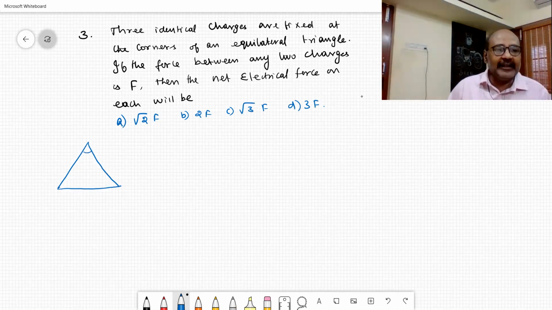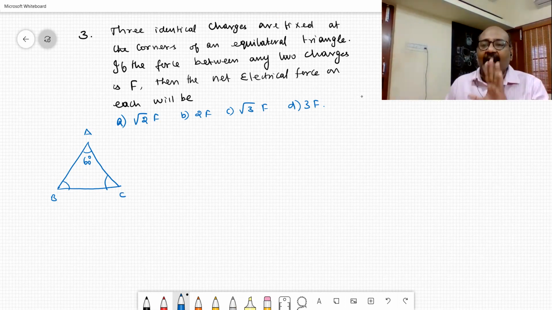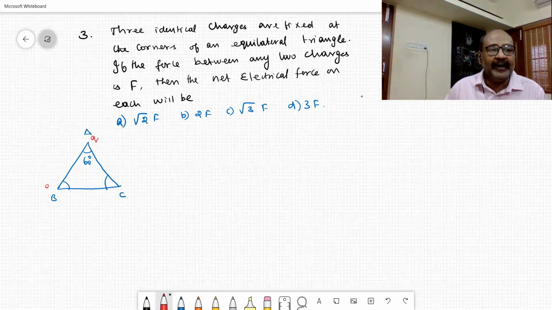So the angle between the two sides is taken to be what? The angle between the two sides is taken to be 60 degrees. Let us take the corners as A, B, and C. In each corner, they are having charges, and the charges are considered to be identical in nature. So let us consider the charges available at each corner to be Q. So here one Q, here another Q, here another Q.